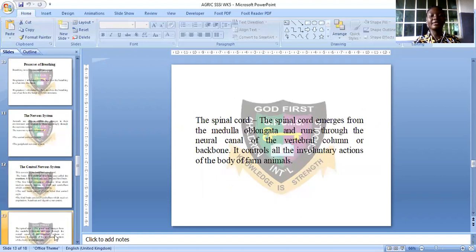Now, let's discuss the spinal cord, the other part of the central nervous system. The spinal cord arises from the medulla oblongata and runs through the neural canal of the vertebral column, or the backbone. The spinal cord controls all involuntary actions of the body of farm animals, like sneezing and blinking of the eyes. These are actions that you do not do willingly, that occur unconsciously in farm animals.